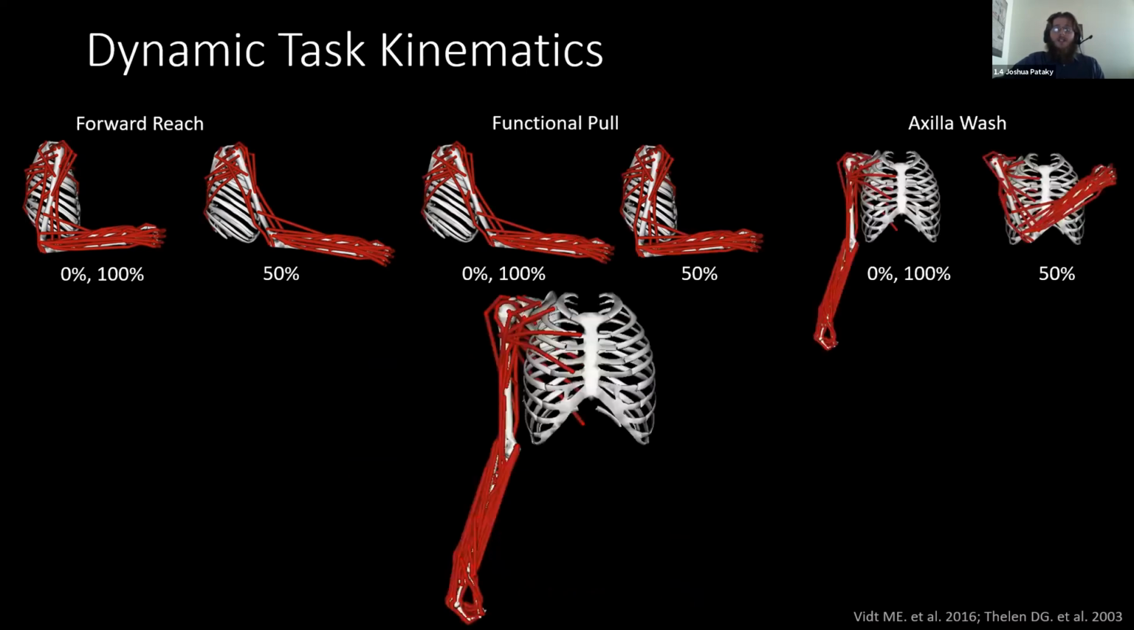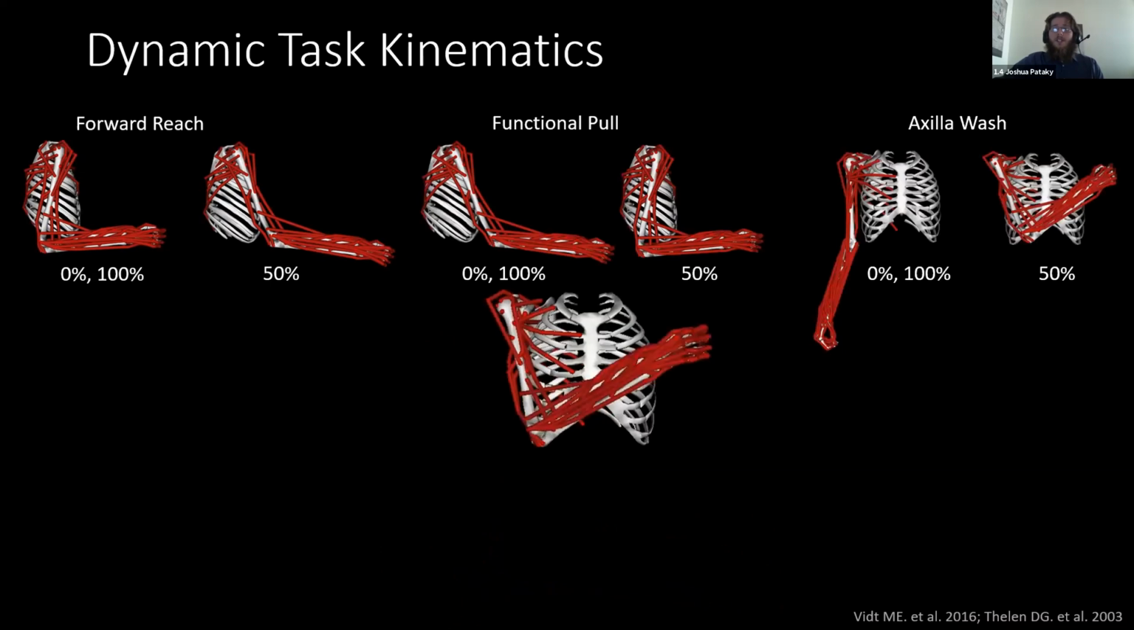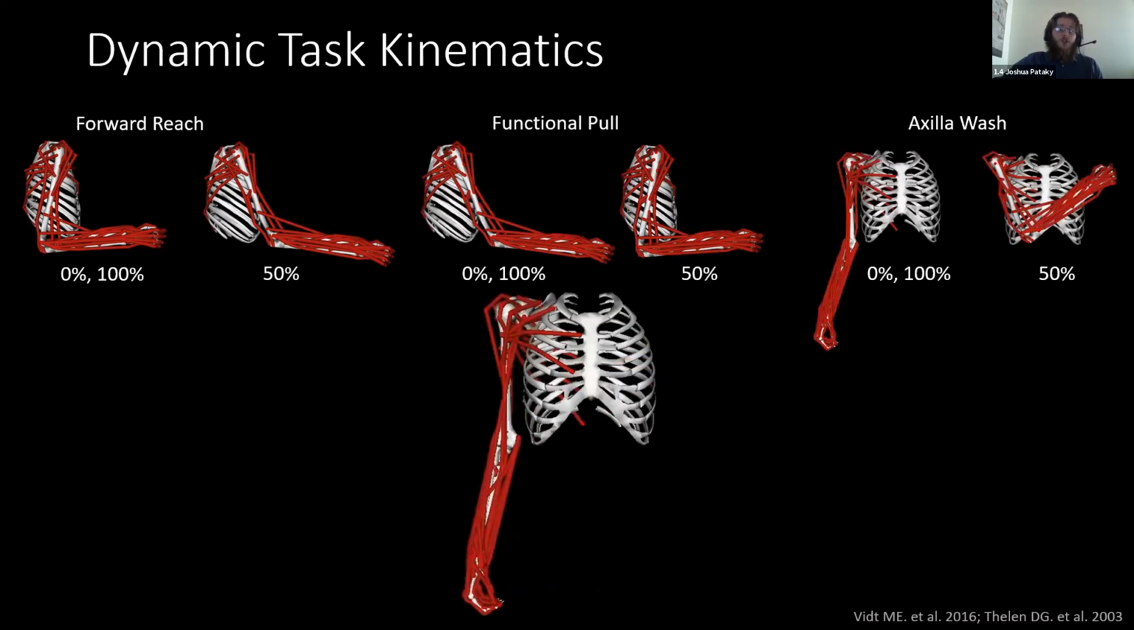And then the final motion was an axilla wash, where the arm started at the person's side, was brought across the body to touch their shoulder, and again returned. With the models and the dynamic task kinematics, a series of computational simulations were performed using OpenSim's computed muscle control and joint force analysis tools. All permutations of participant task kinematics and tear severity models were run for a total of 96 simulations.